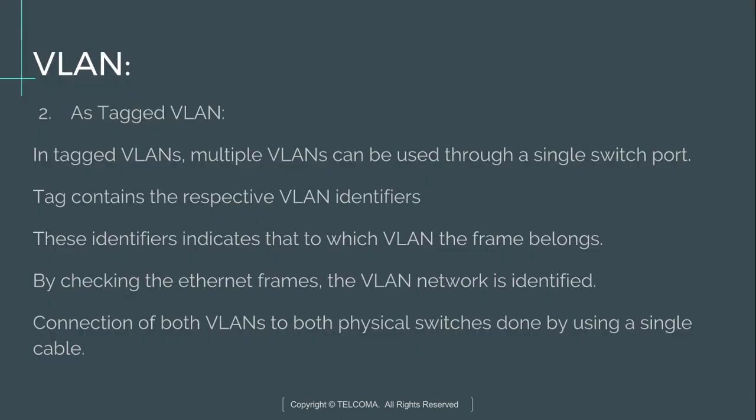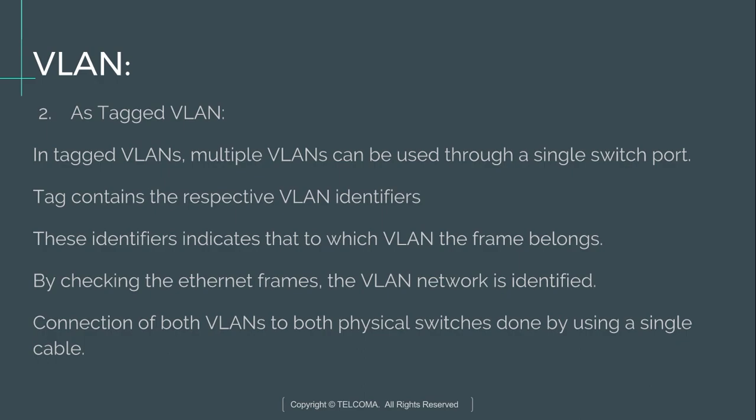The next is tagged VLAN. In tagged VLAN we don't require multiple wires to connect the switches. Here we require a single switch port, which works for multiple VLANs. In tagged VLAN, multiple VLANs can be used through a single switch port. A tag contains the respective VLAN identifier. So the particular switch port contains the VLAN identifiers, or the VLAN ID. These VLAN IDs indicate to which VLAN the frame belongs.